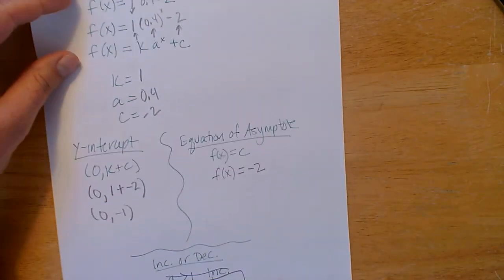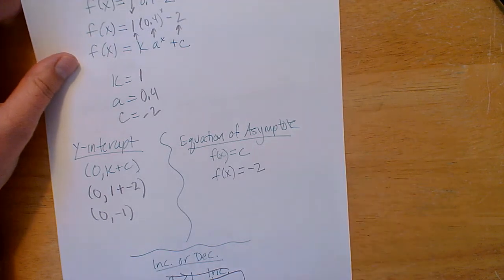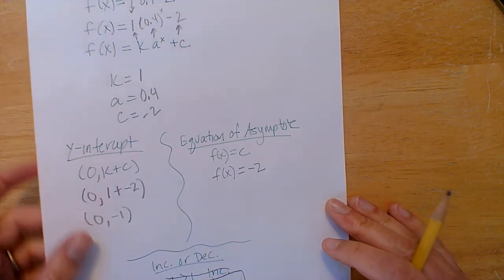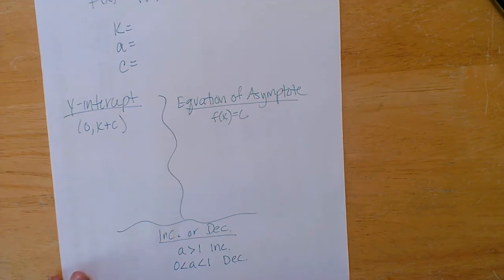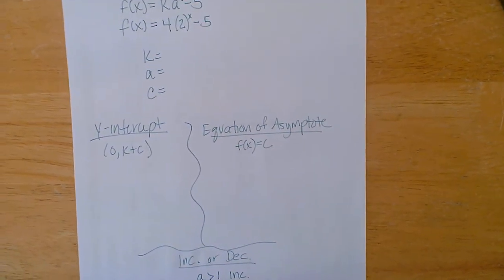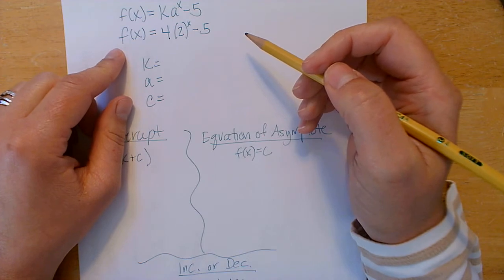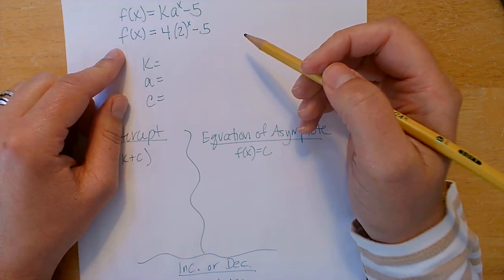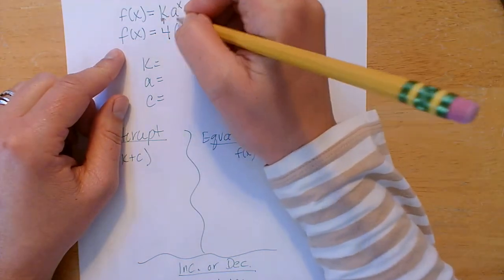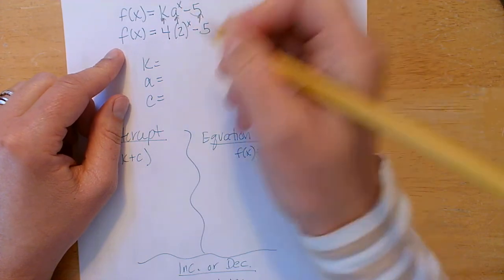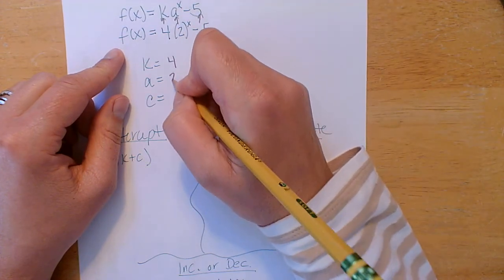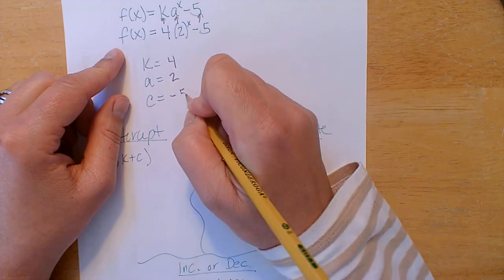Okay, last one, everybody, on this table. Hopefully you're catching along. You might even want to pause here and try the last one yourself to see if you got it right, if you were doing these all with me. And here we go. We have our equation f of x equals 4 times 2 to the x minus 5. Really nice. We have all of our numbers here. So our k is going to be 4, our a is 2, and our c is -5.